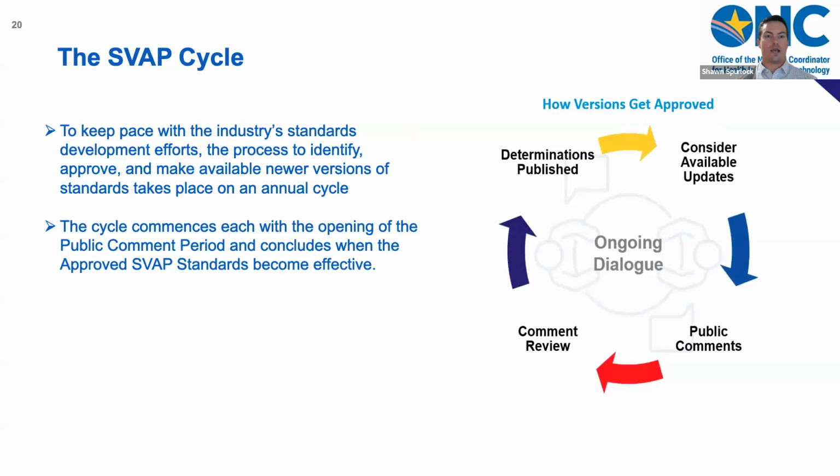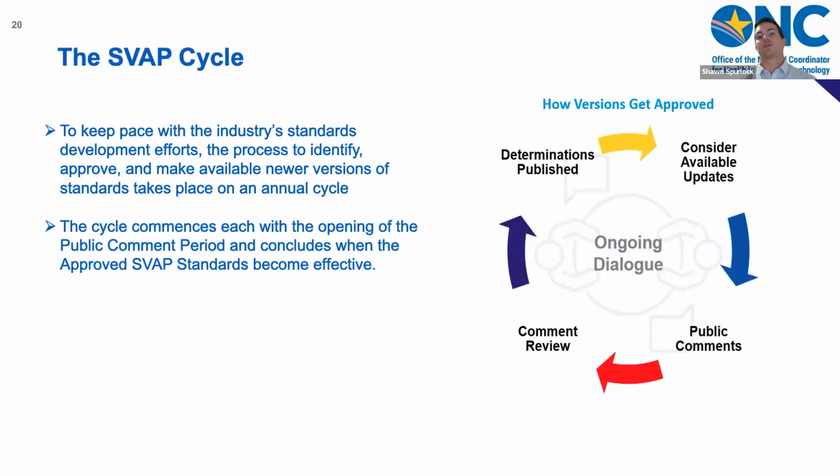Okay, so just a high level of how the SVAP cycle works. This animation to the right of the slide gives an overview of the cycle. SVAP is an annual cycle where the certification division and the standards division collaborate to identify, approve, and make available newer, more advanced versions of standards.